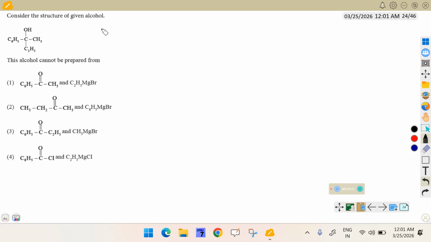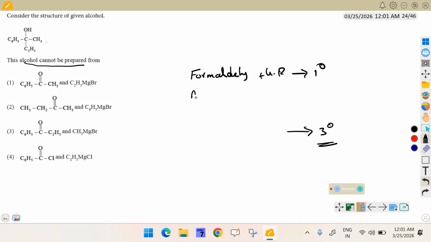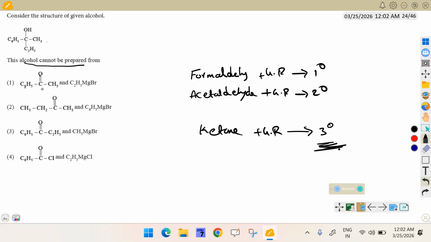Consider the structure of the given alcohol. This alcohol cannot be prepared from which option? The given alcohol is a 3-degree alcohol. What we know: formaldehyde reacts with a Grignard reagent and gives a 1-degree alcohol. Acetaldehyde reacts with a Grignard reagent and gives a 2-degree alcohol. A ketone reacts with a Grignard reagent, and further hydrolysis gives a 3-degree alcohol. So a ketone reacting with a Grignard reagent gives a 3-degree alcohol.